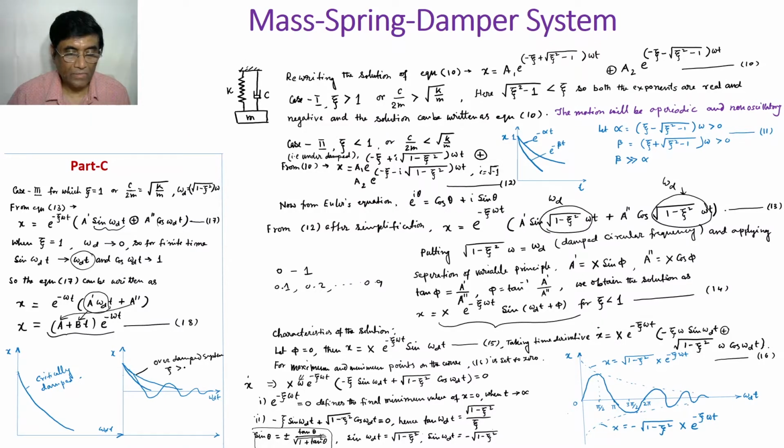When zeta is greater than 1, this is overdamped. This is underdamped, when zeta is less than 1, so there will be oscillation. It will depend on the value of zeta how many oscillations there will be, but there will be oscillation because of this e to the power i term, minus i term, right? And this is what you have got now, critically damped.